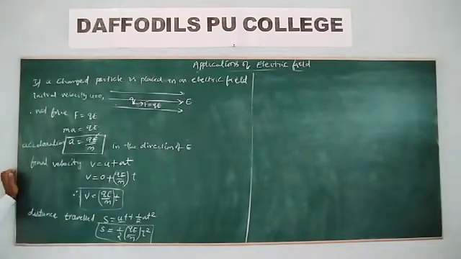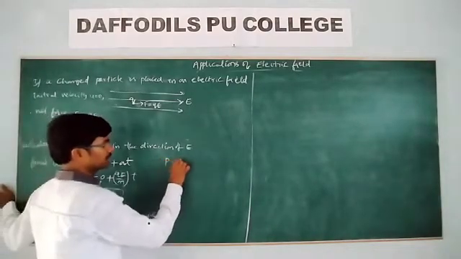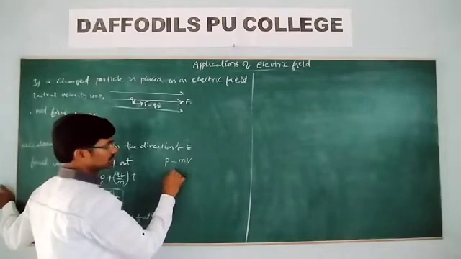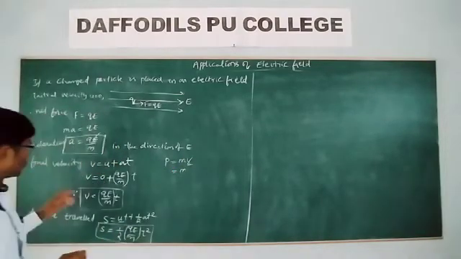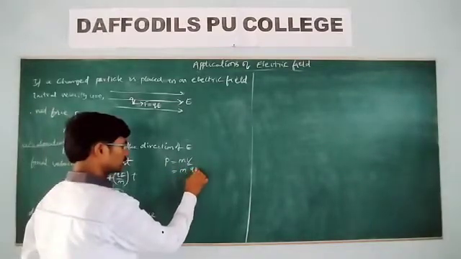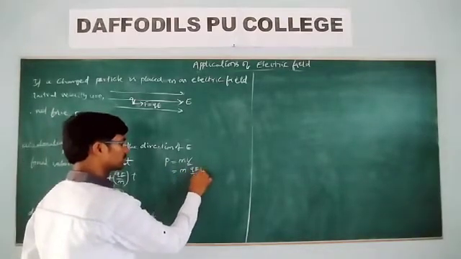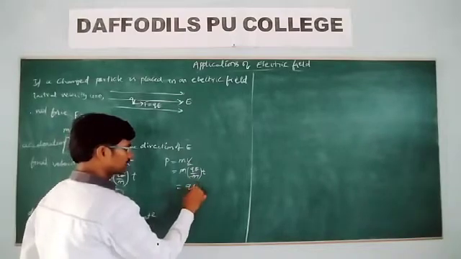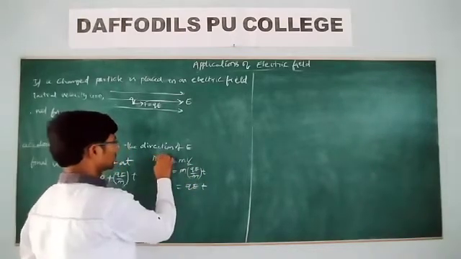Then you can calculate the linear momentum. P is equal to m into v. Then m into v is nothing but m into QE by m into t. The m cancels, so we get QE into t, the momentum of this particle.